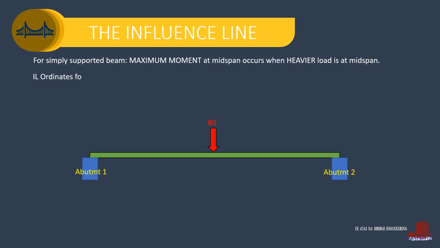Starting with the 80 kilonewton load, which is placed exactly at midspan, we can take the influence line ordinate by using L over 4. And in this case, it is 24 over 4, or that is 6 meters.